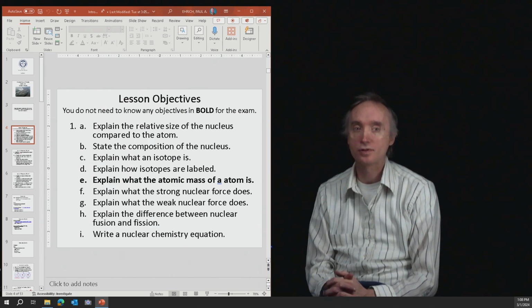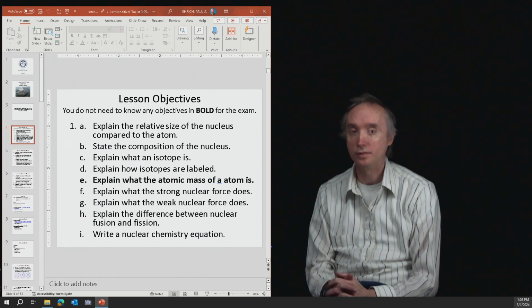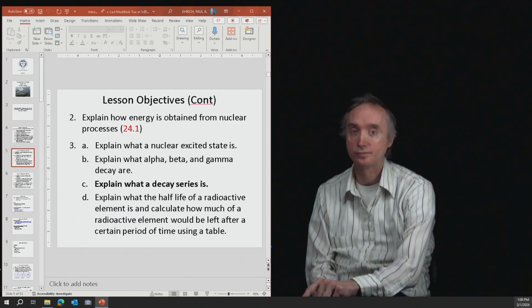State the composition of the nucleus, explain what an isotope is, explain how isotopes are labeled, explain what the atomic mass of an atom is, explain what the strong nuclear force does, explain what the weak nuclear force does, explain the difference between nuclear fusion and nuclear fission, be able to write a nuclear chemistry equation.